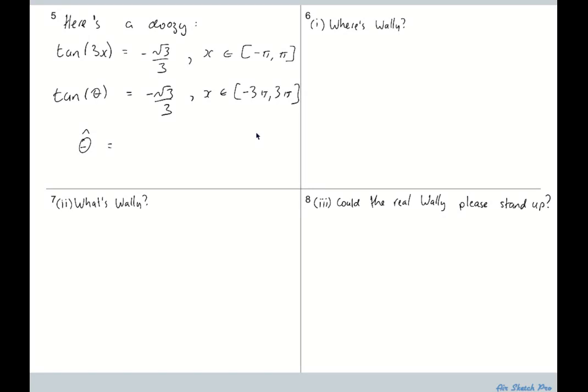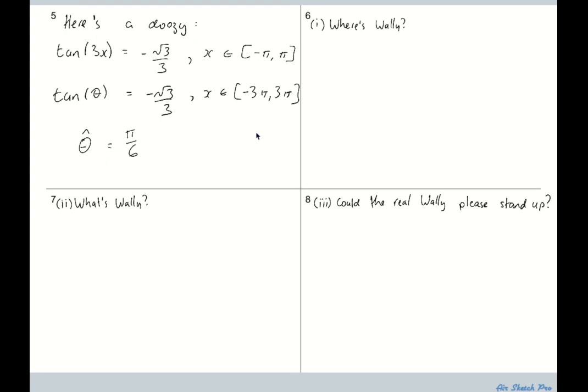It's basically the value that you get from looking it up in a table or from drawing a triangle and figuring it out. So when we do that, we'll see that root 3 on 3 corresponds to pi on 6. So there we go. Pi on 6 is what theta hat would be. It's the angle that if we applied tan to it, we would get root 3 on 3.